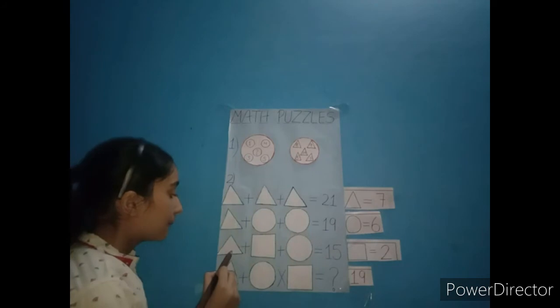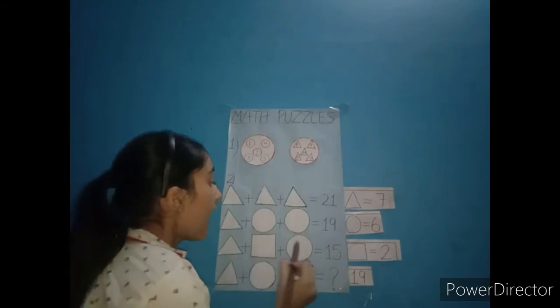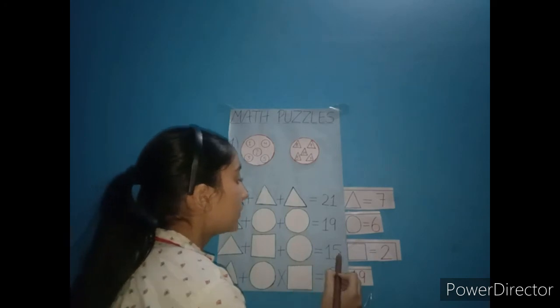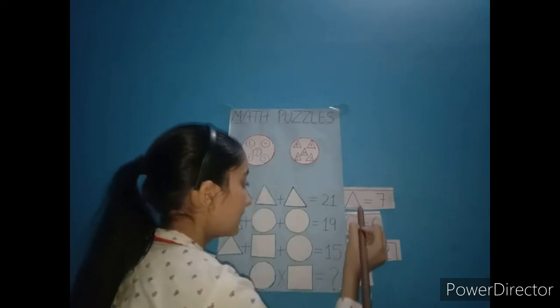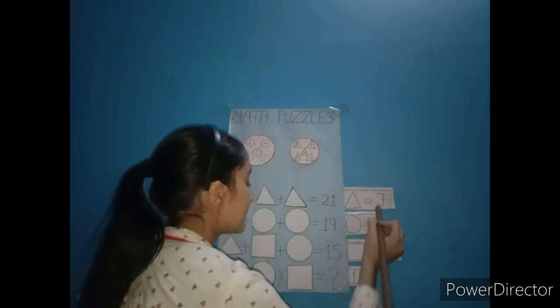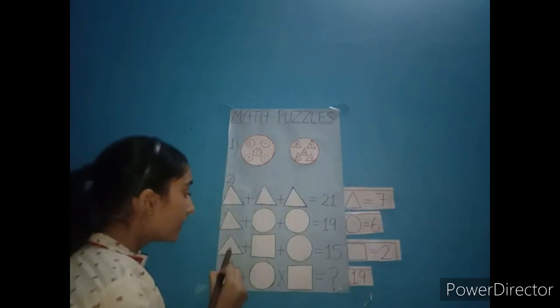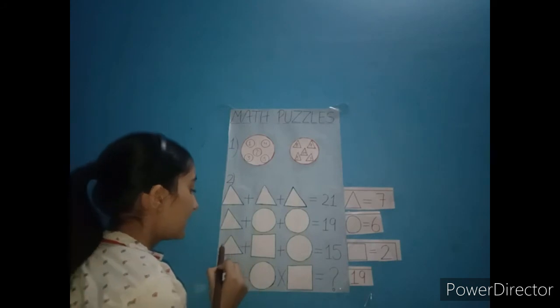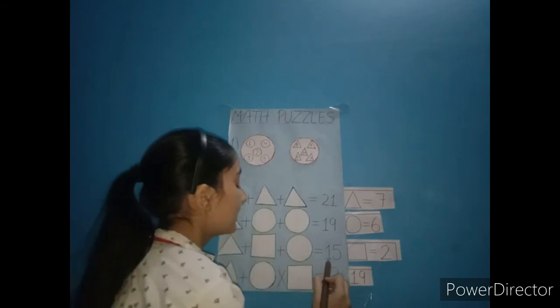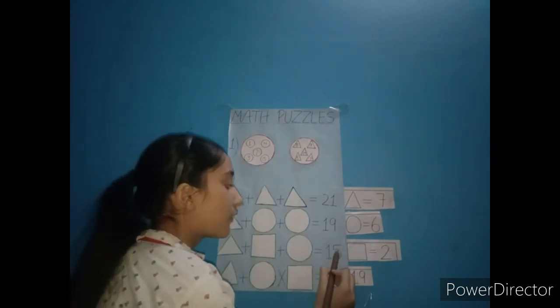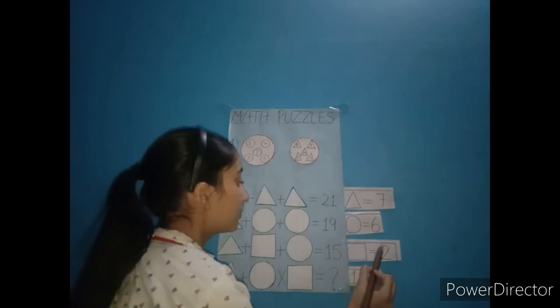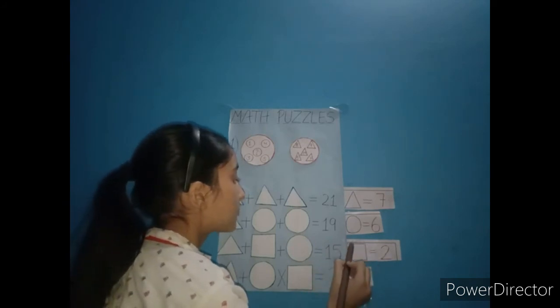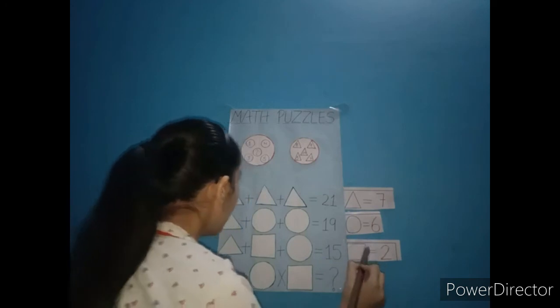Now in the third step, it is shown that one triangle added to one square added to one circle is equal to 15. We know the value of triangle and circle. It is 7 and 6. So we will add here, 7 plus 6 is equal to 13. Here it is in addition. So when it will go to that side, it will be subtraction. So 15 minus 13 is equal to 2. From here we have found the value of square also, which is equal to 2.